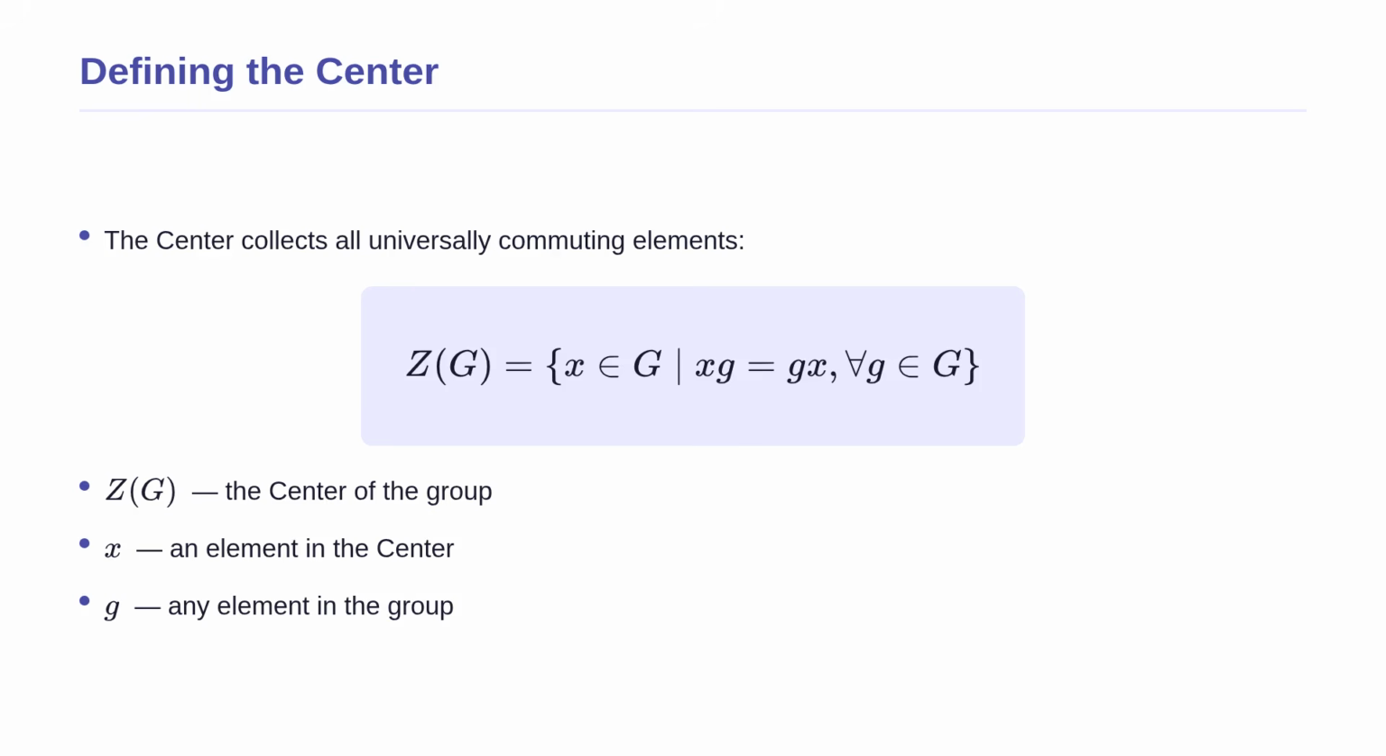This brings us to the formal mathematical definition of the center. The center, denoted by Z of G, is the set of all elements X in the group G such that X times G equals G times X for every element G in the group. Conceptually, this just means we are collecting all the elements that can be swapped in order without changing the result. If a group is highly symmetric, this center might be very small, but it is always our starting point for counting. When the number of commuting elements increases, the center grows.